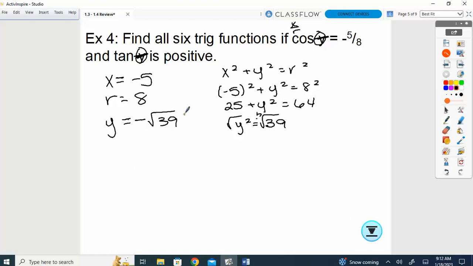Do I need to work through the sine, cosine, tangent, like giving the rest of the values there once we have x, y, and r? You're okay with that part? All right.